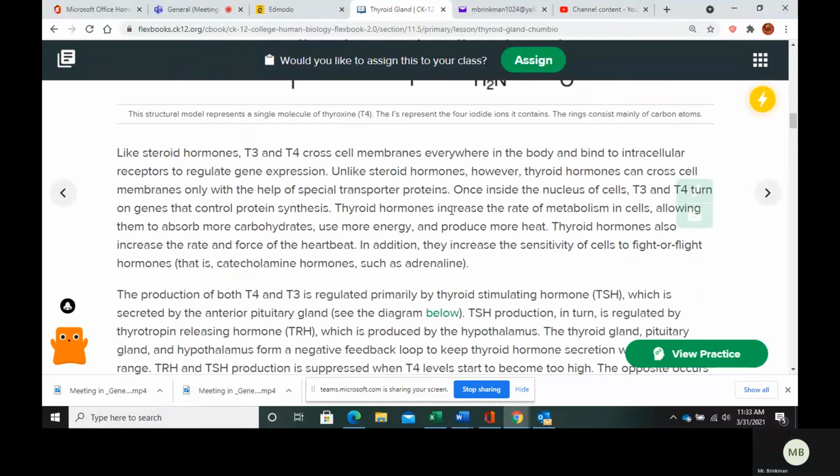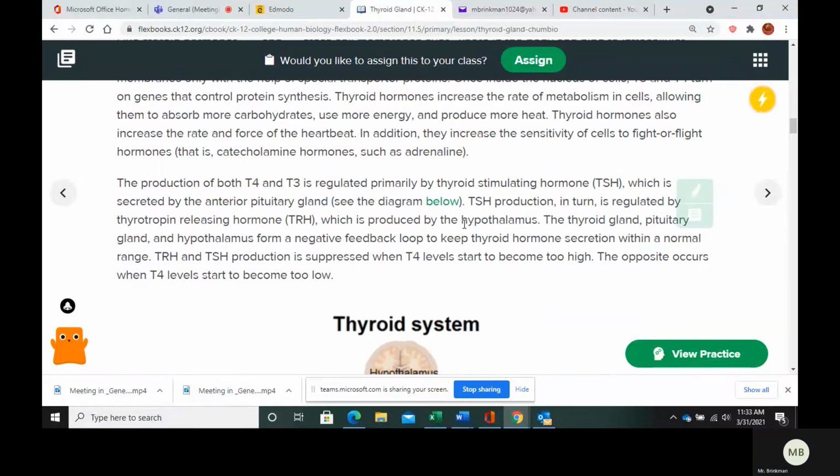So T3 and T4, they cross cell membranes and help regulate gene expression, but they're only going to be able to cross cell membranes with the help of special transporter proteins. What they do is increase the rate of metabolism in cells, allowing them to absorb more carbohydrates and use more energy and produce more heat.